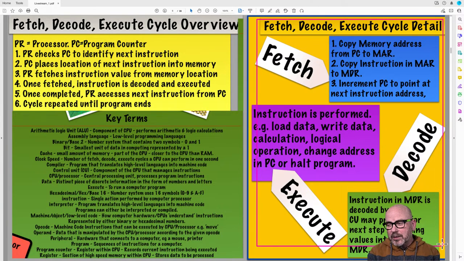So in the fetch cycle, it copies the memory from the MAR, which is the memory address register. And we know that a register is a super fast, low capacity piece of memory. And it has to work really, really quickly.